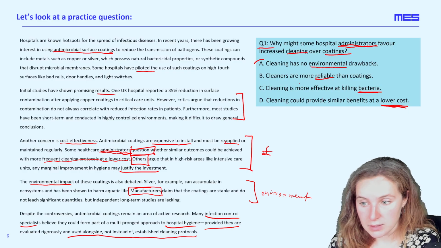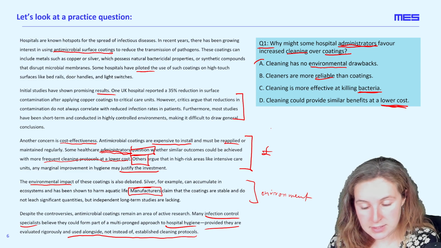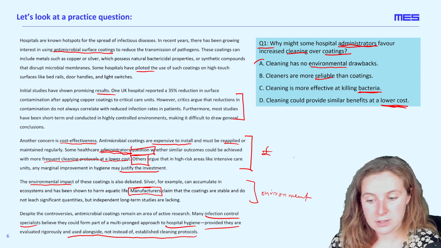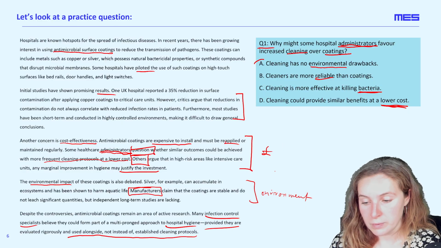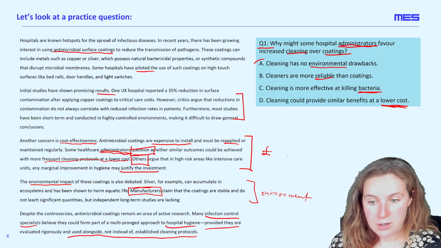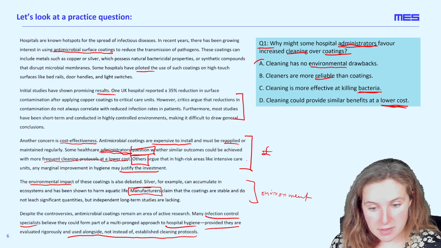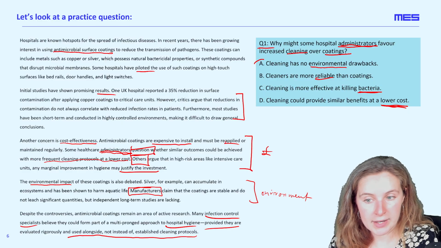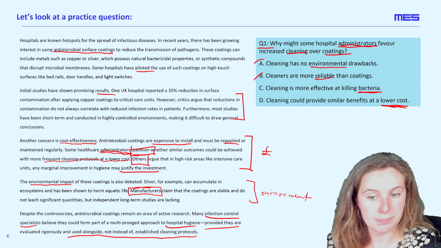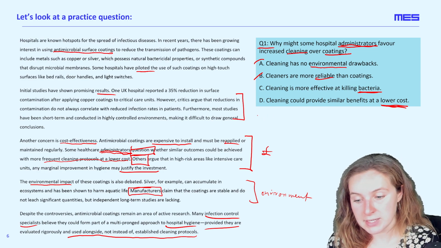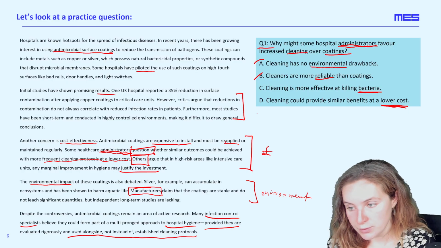Cleaners are more reliable than coatings. Now, it seems in some cases that they are, because infection control specialists seem to think that that would be good if they have established cleaning protocols. For example, if there's a rota, and the administrators, as we said, think that they would be less of a cost, but it doesn't say anywhere that they are actually more reliable than the coatings, just that they might be cheaper, or environmentally better, or helpful in a mix of the two.